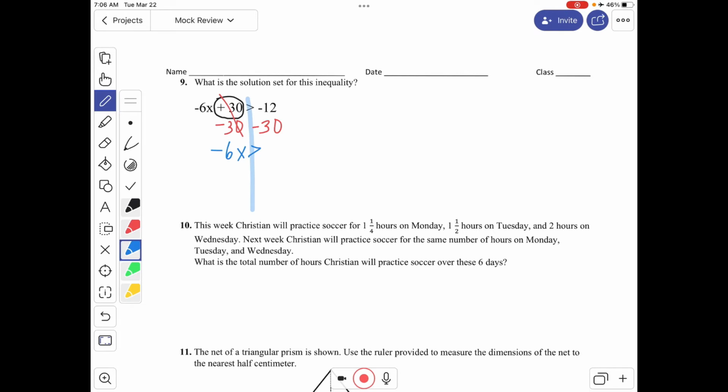They have the same sign, so we're adding, which makes negative 42. And then we need to do the opposite of multiplying by negative 6, which would be dividing by negative 6 on both sides. But remember, there's a rule that if you divide or multiply by a negative, you have to flip the inequality. So now the alligator swims the other direction. And whatever you get for negative 42 divided by negative 6 will be your answer.